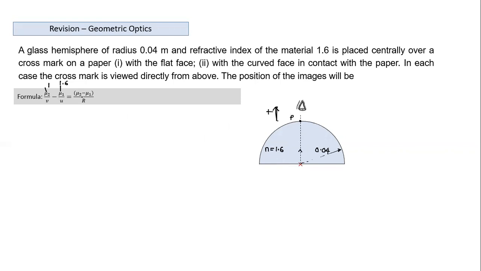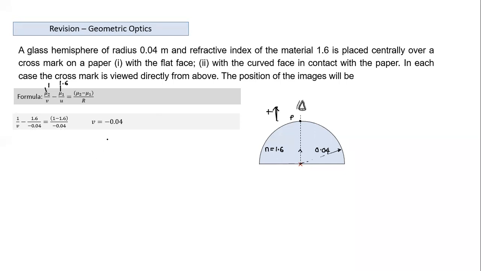How about the r value here? With respect to this point, upward is positive and downward is negative. The center of this curved surface is lying on the negative side, so we'll substitute r as a negative value. Let's put in the values: from 1.6 to 1, u is minus 0.04, and r also is minus 0.04. We substitute all the values, and we arrive at v is equal to minus 0.04.